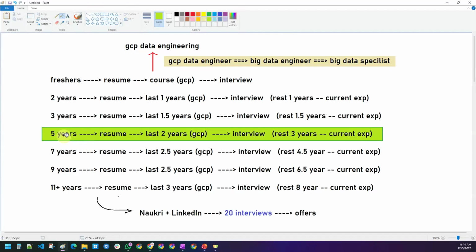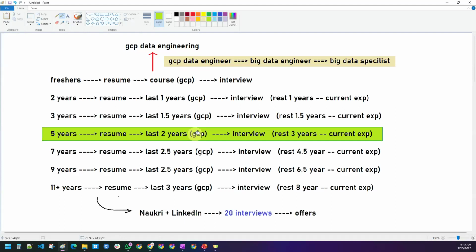If you have 5 years of experience, you have to prepare your resume like last 2 years on the GCP, rest of 3 years on the current experience. Okay. So for example, if you have 5 years, you have to prepare your resume in such a way that last 2 years on the GCP, rest 3 years on the current experience, whatever you have. You can fill it. Prepare the resume like that, go for the interview.